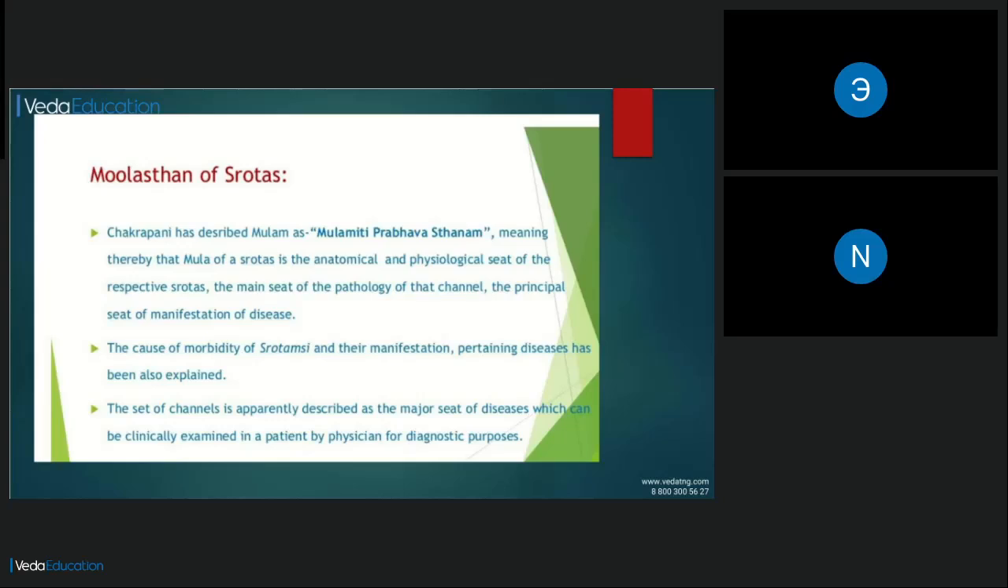Everything's fine. So the morbidity of any pathology also happens from the Srotas, and can be manifested from the Moolasthana. For example, if somebody has a Rasavaha Srotas problem, the original site is the heart, so many times the disease manifests from the heart. So knowledge of the Moolasthana, the original place where the Srotas starts, is very important, because it can be the initial seat of the disease. It can also be the site where we can do examination, look into the details, and be able to diagnose the problem too.